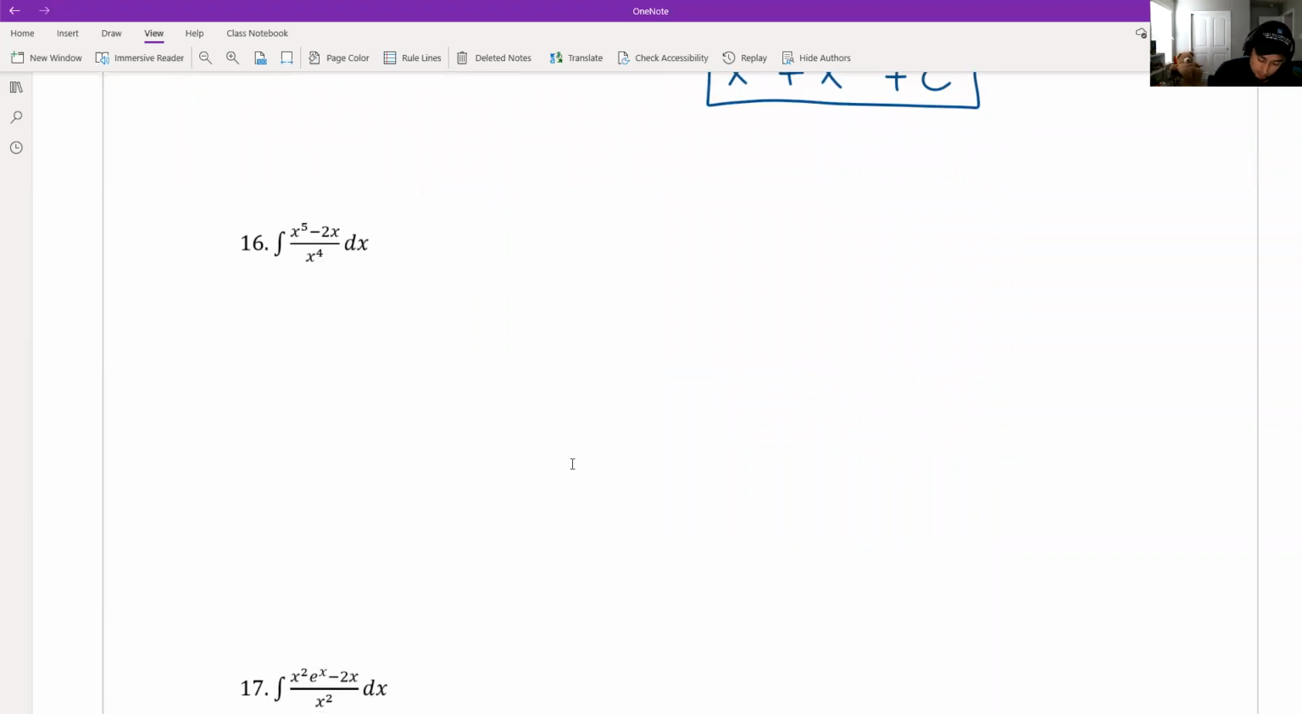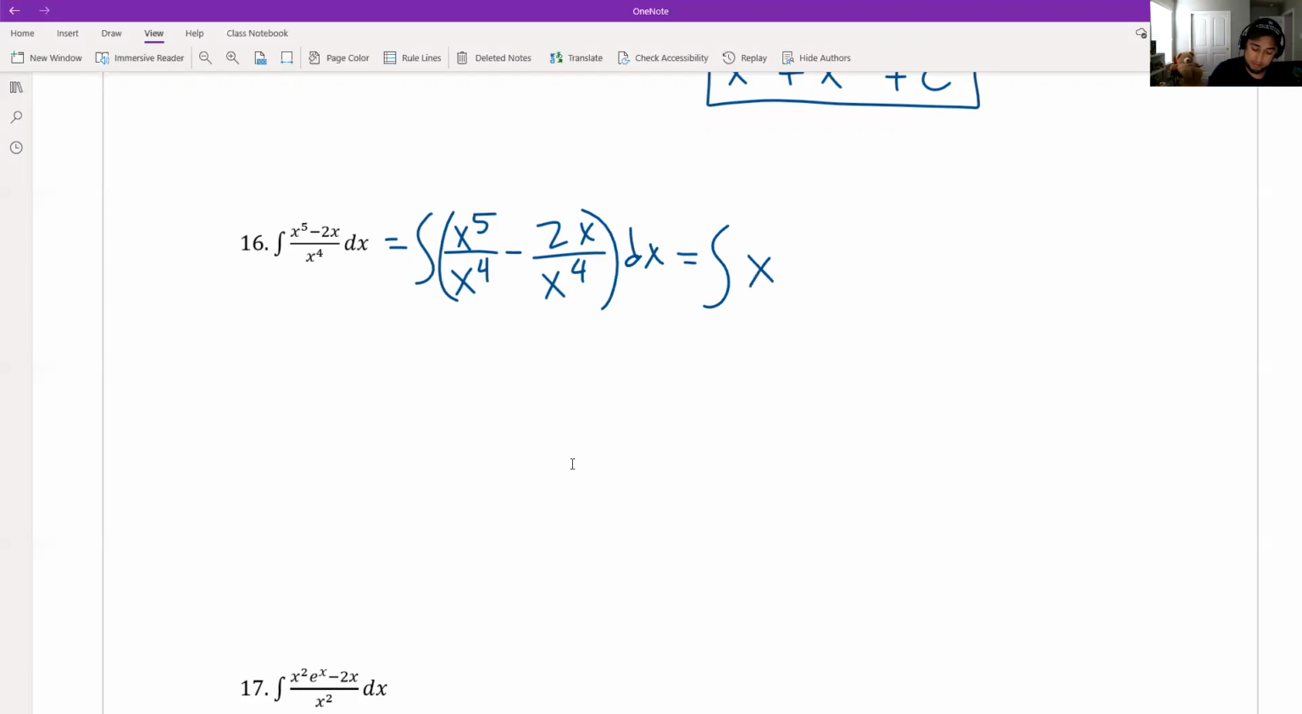16, just like the last one, split it into two fractions. x to the 5th over x to the 4th minus 2x over x to the 4th dx. Simplify. You get the integral of x to the 5th over x to the 4th is x. And then we'll take a peek at this one. 2x over x to the 4th becomes 2 over x cubed, which becomes 2x to the negative 3. So this will be minus 2x to the negative 3 dx.